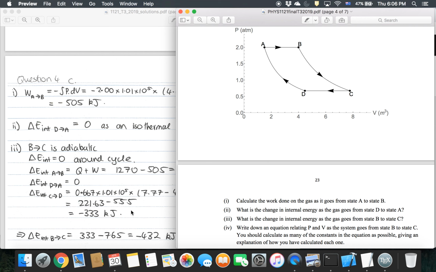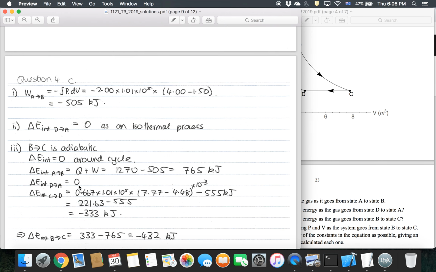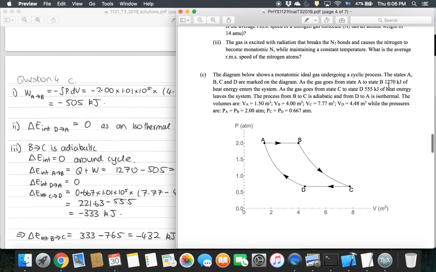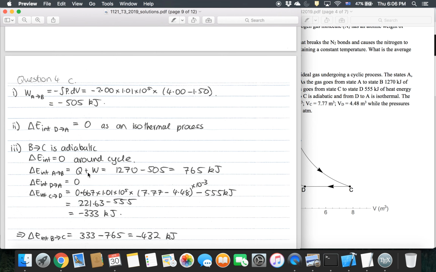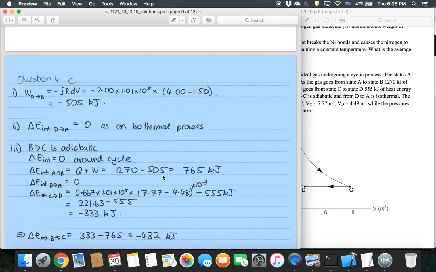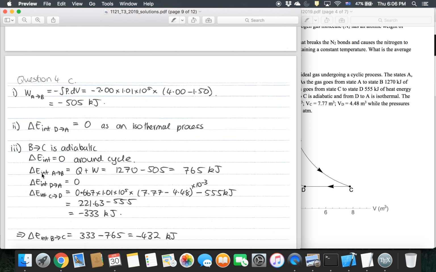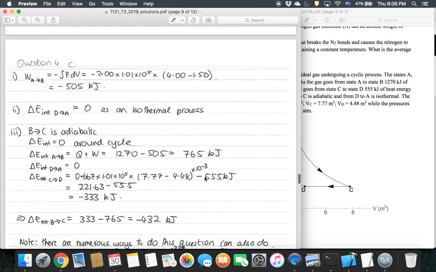So the change in internal energy, by definition, is heat plus the work. And we can calculate the work, no pun intended, for A to B and C to D quite easily, as I said before, it's just the area under the curve and it's just rectangles. And we're very lucky they gave us the heat entering and exiting the system in those two processes. So just put in the numbers, 505 kilojoules before and then 1270 kilojoules entering. So in this case, we found out the change in internal energy A to B is 765 kilojoules.